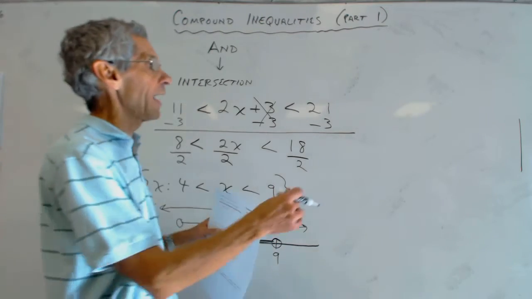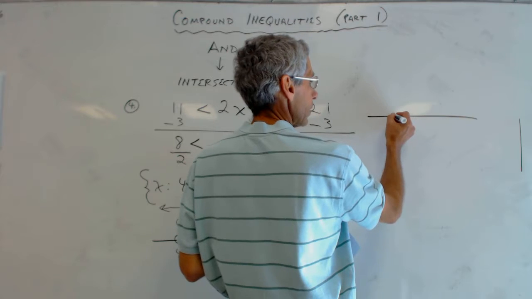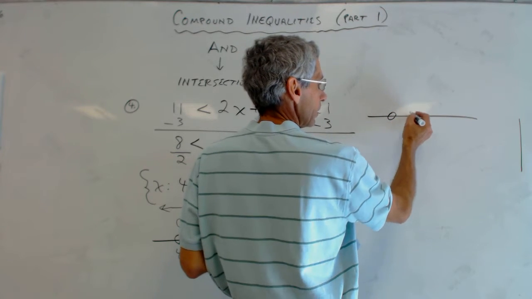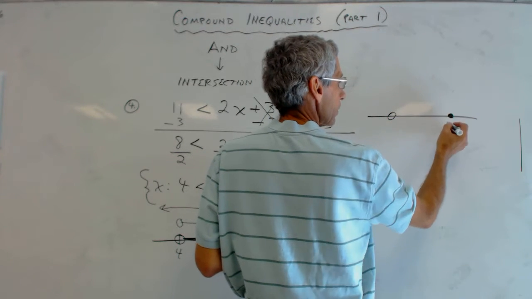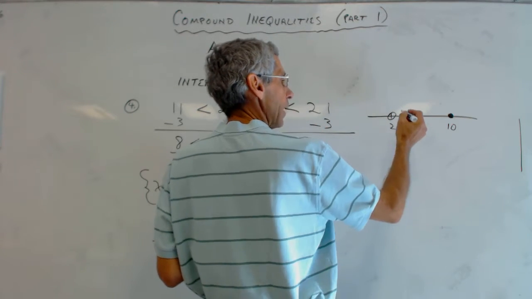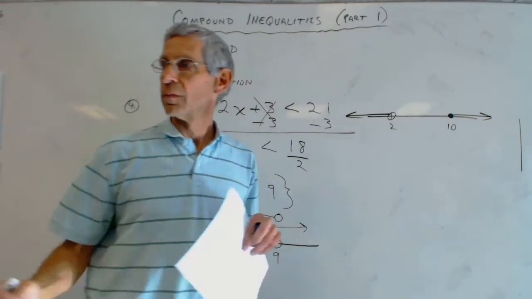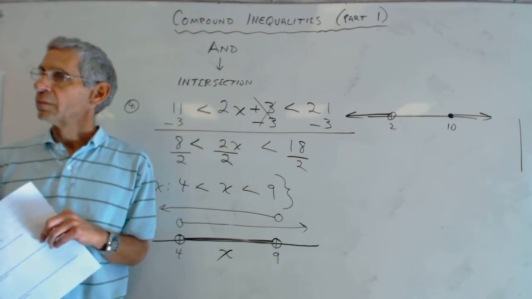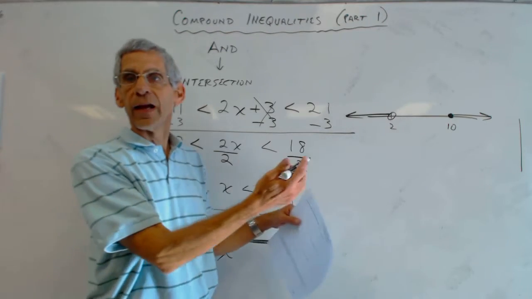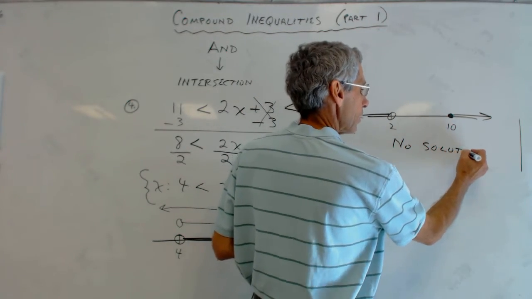Now sometimes with an and, you will get a graph like this. Let's say this was 2 and let's say this is 10. And this goes this way and this goes this way. What's the intersection? Nowhere. So what would you say? No solution. Okay?